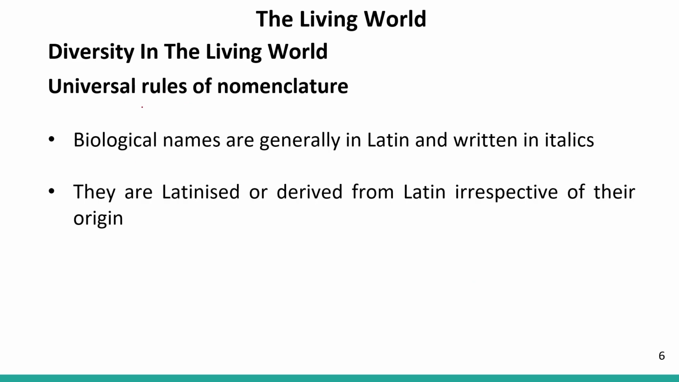Now, some rules have been set for naming of organisms. So let's talk about the universal rules of nomenclature. Biological names, or you can also say scientific names, are generally written in Latin and they are italicized. Biological names are Latinized or derived from Latin irrespective of their origin. Irrespective of their origin, they are always written in Latin.